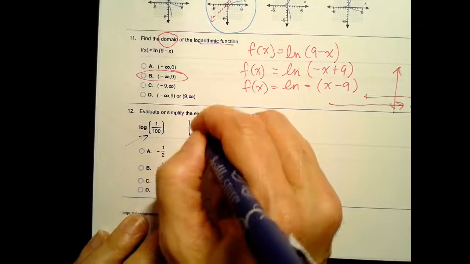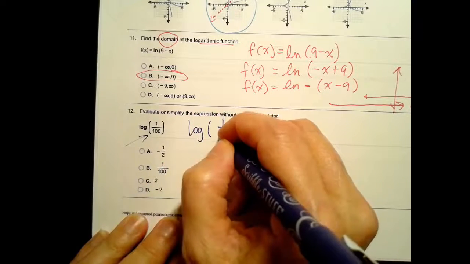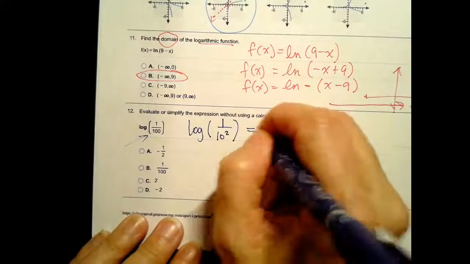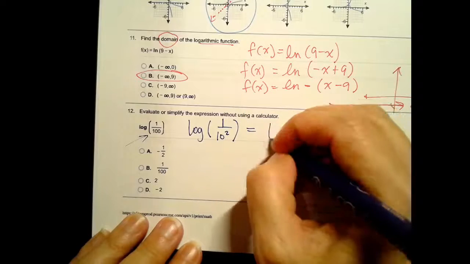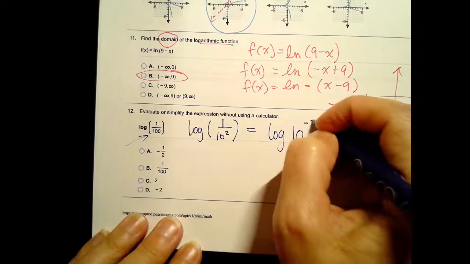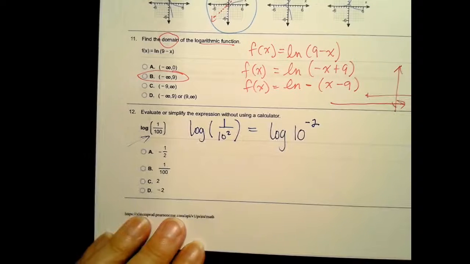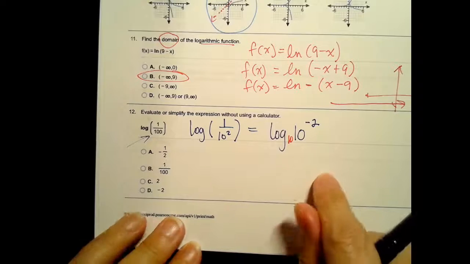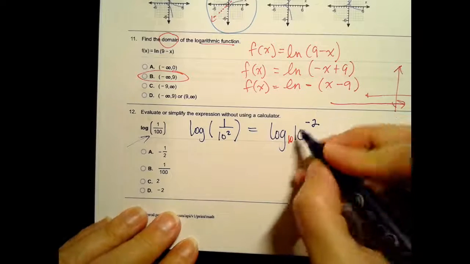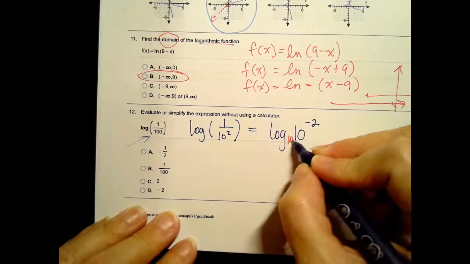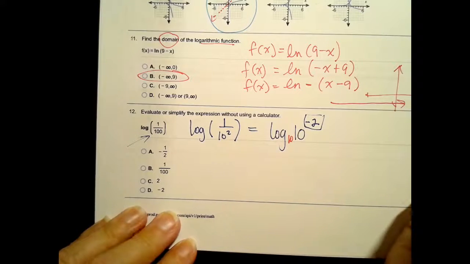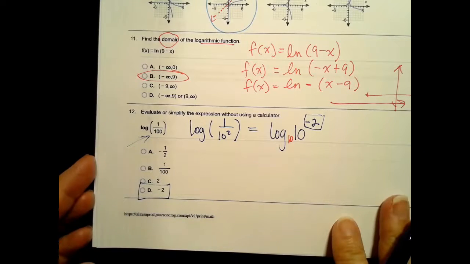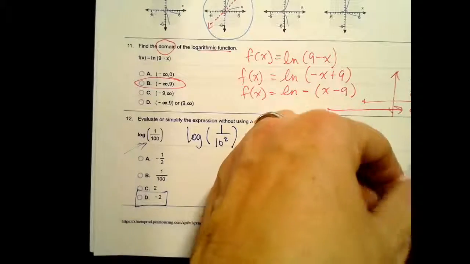So I'm going to rewrite this as log of 1 over 10 squared. And then I remember I can't really have fractions, and so that's log of 10 to the negative 2. But we know if we have a plain log, the base is 10. And then we know if we use our rule page that if the base and the base are the same, then all we're left with is the power. And so the answer is negative 2. Okay, so that's number 12.